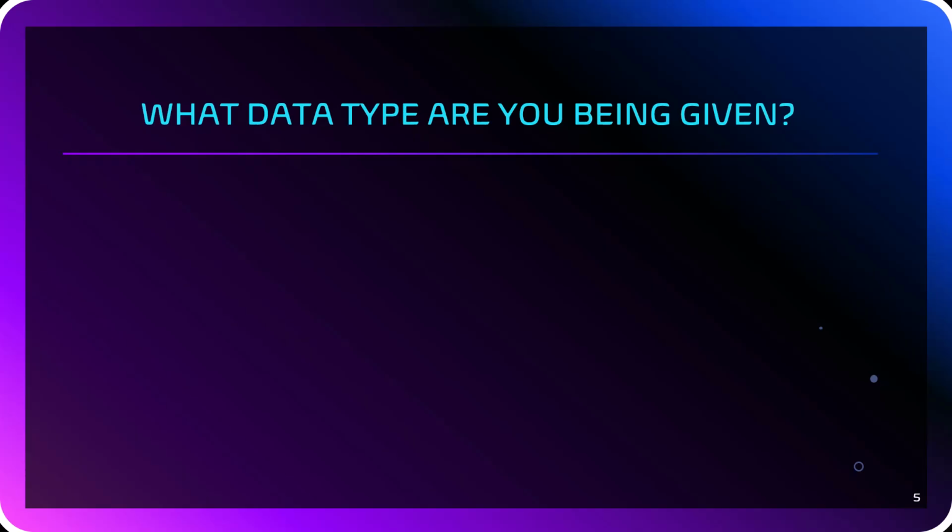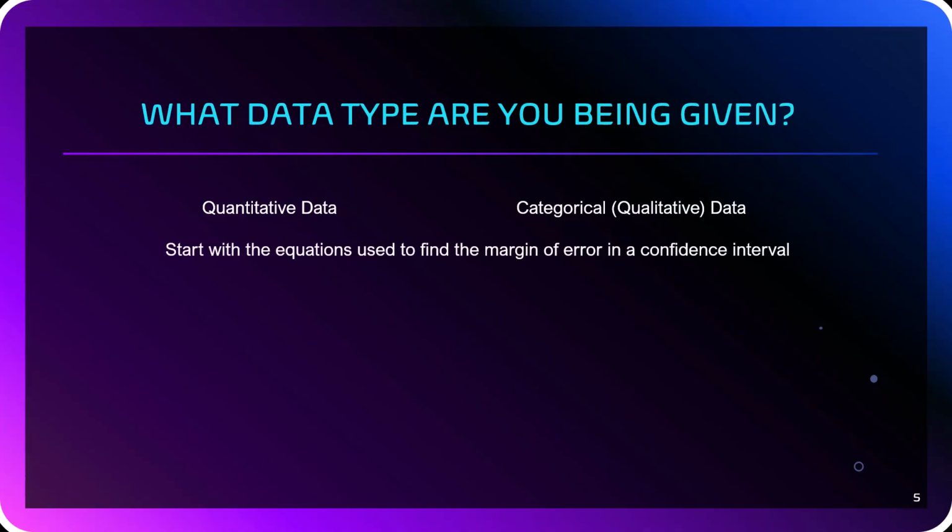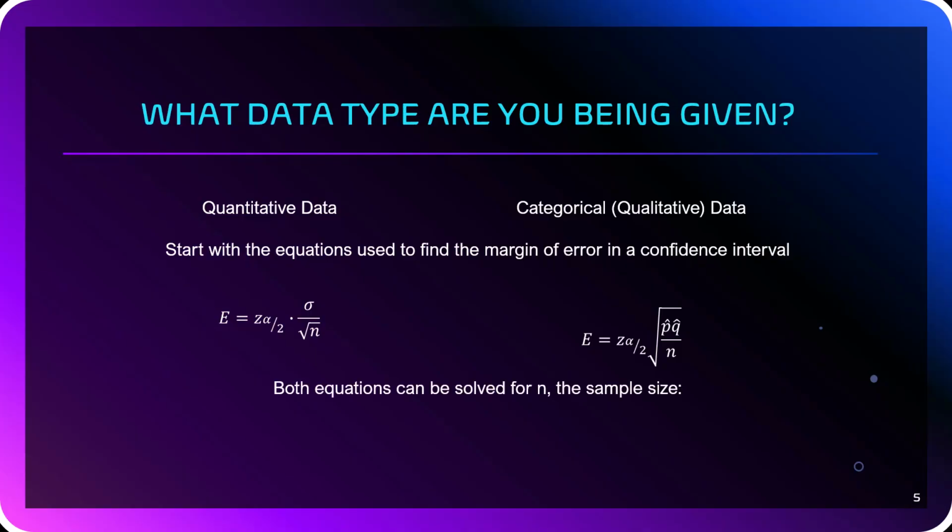Well, the first thing you have to ask yourself is, what data type are you being supplied with? Are you working with quantitative data or categorical or qualitative data? Which of these two data types do you have? Either way, you have to start with the equations used to find the margin of error in a confidence interval. The equation for the margin of error for quantitative data is as shown, and here's the equation for categorical or qualitative data. Then you can use algebra to rearrange both equations and solve for n in both cases.